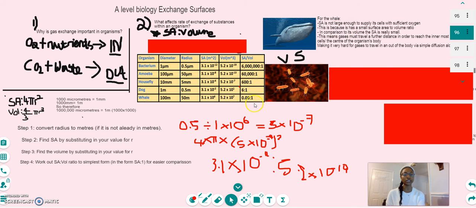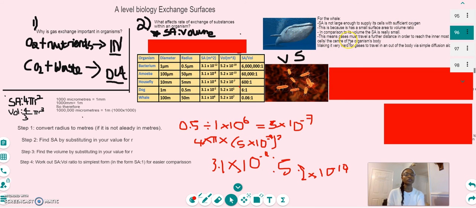So as you can see, this really small surface area to volume ratio is just not enough to provide the organism with sufficient oxygen. Remember, the whale is a really huge multicellular organism. This is because it has a small surface area to volume ratio. In comparison to its volume, its surface area is really small. This means that the gases must travel a further distance to reach the innermost cells of the whale.